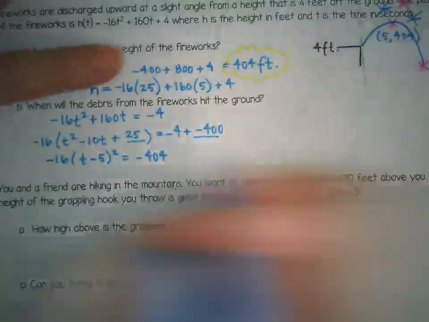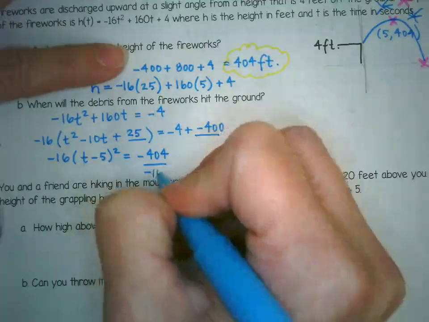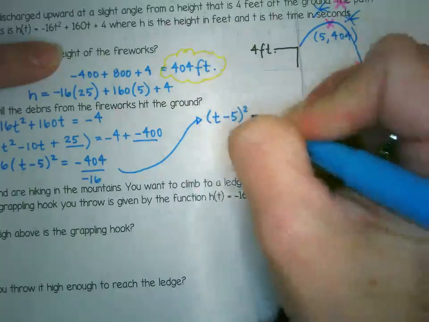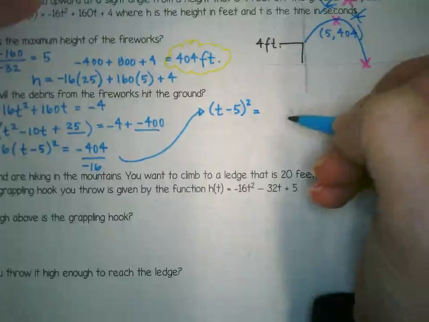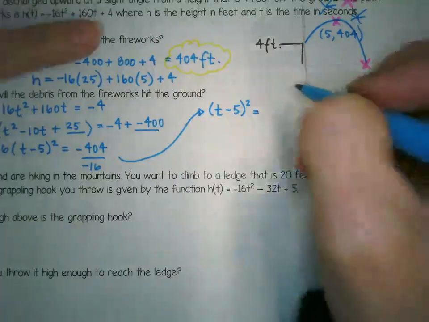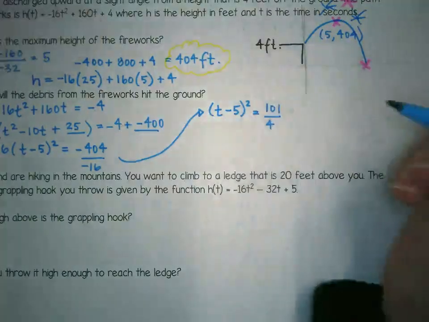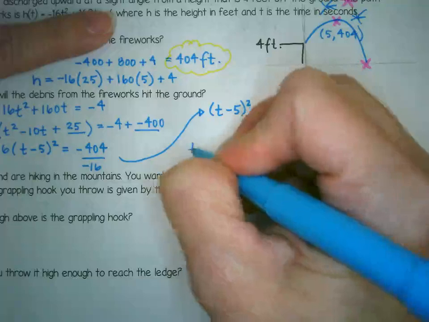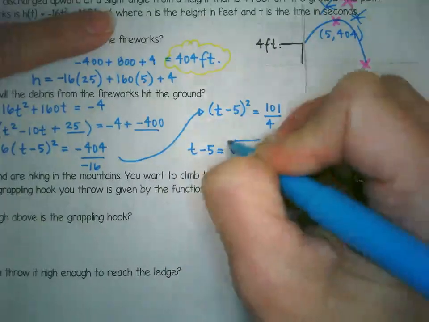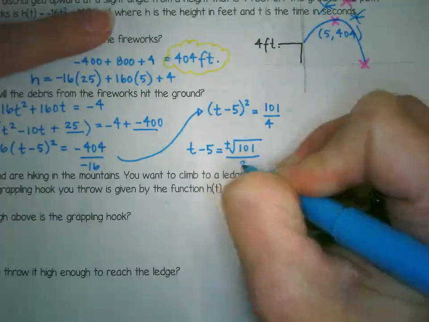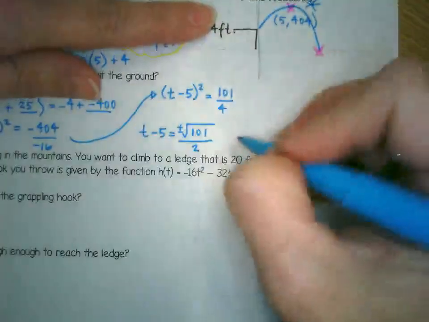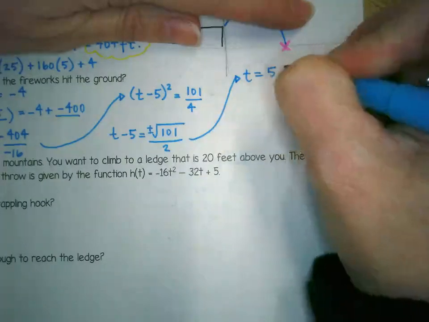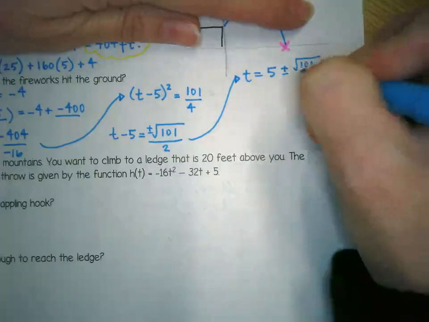Now I'm going to divide both sides by negative 16. I need more space here. So now I have t minus 5 squared. Now I know I have a positive, and I know I can reduce both of these by 4. So I'm going to say 101 over 4. Now I need to take the square root of both sides. So that's going to give me t minus 5 equals plus or minus the square root of 101 over 2. So keep going here. Now I have that t is 5 plus or minus the square root of 101 over 2.